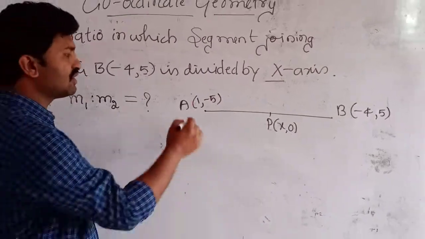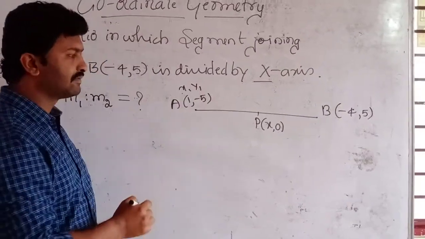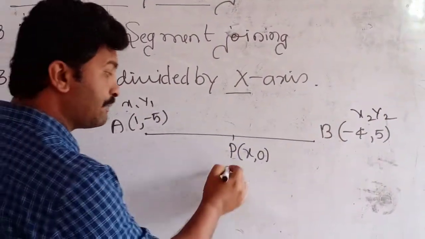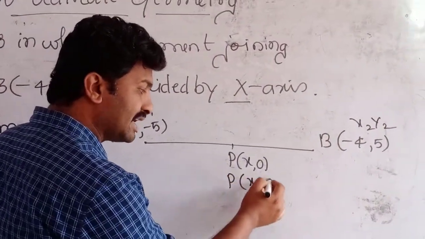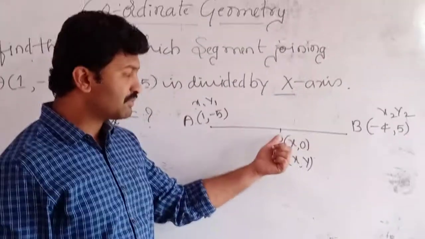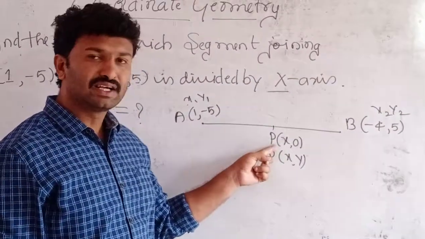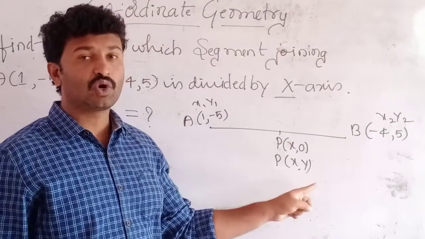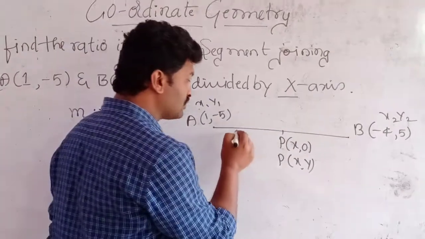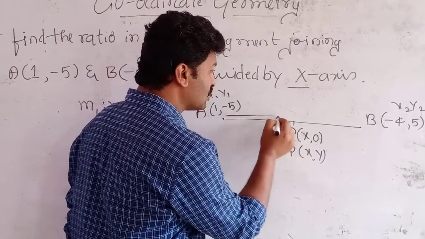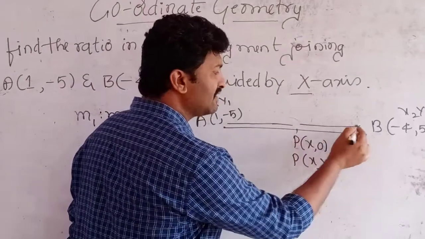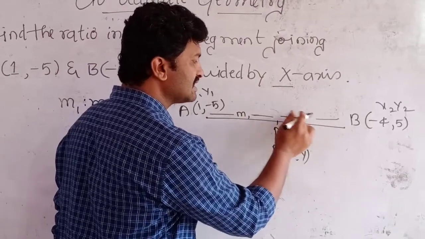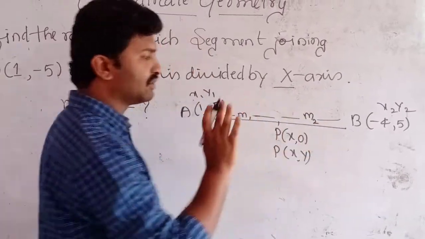Here we know the values of x1, y1, x2, y2, and P(x, y) is given. This point divides the line segment, and they are asking us to find the ratio from here to here and from here to here. This is m1 and this is m2. We have to find them.